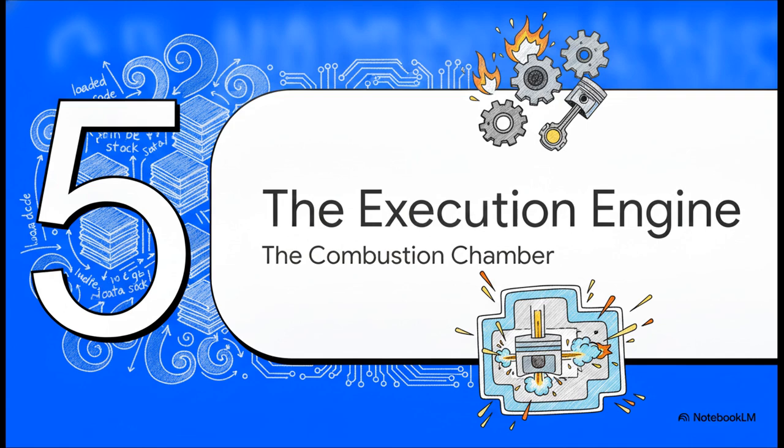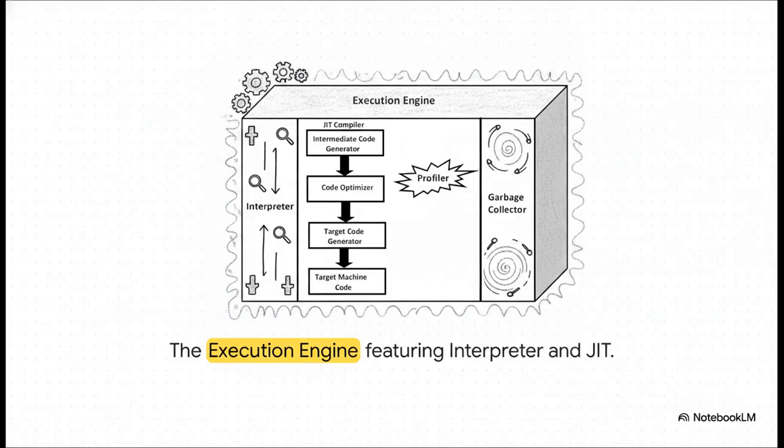All right, part 5, the execution engine. Let's see how this builds on the memory architecture we just talked about. Once that bytecode is stored in memory, it gets passed right into the execution engine to be processed. This engine features a really cool dual-approach system. You've got an interpreter and a JIT compiler working right alongside the garbage collector.